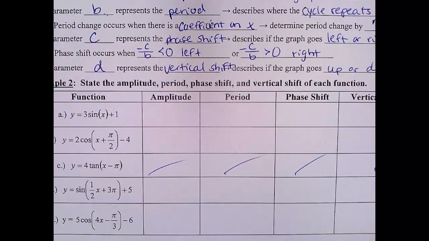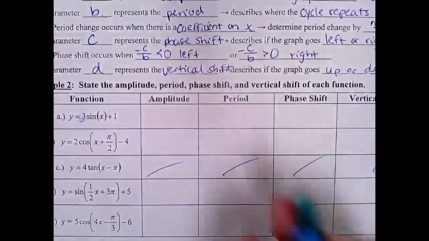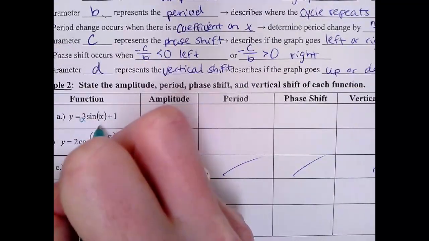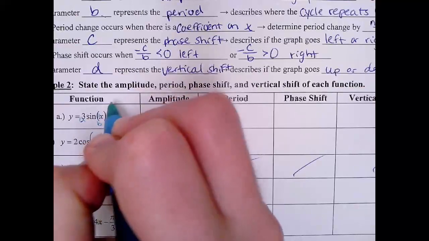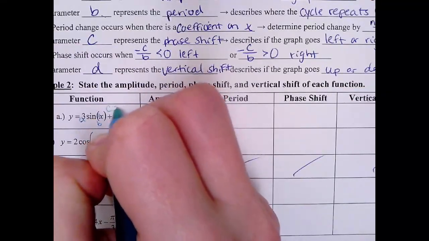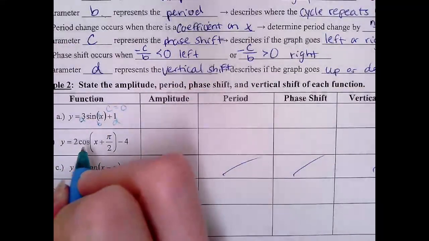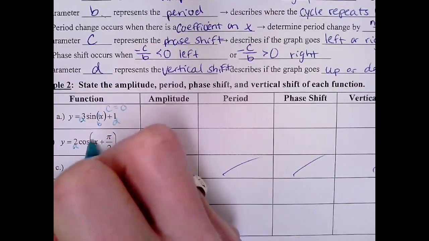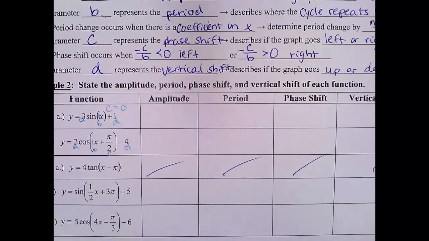So what I like to do is I like to go through and kind of label where A, B, C, and D are. A is right here with the 3. I'm on letter A. B is on the X, which happens to be a 1 because there's nothing there. C would be inside the parentheses, adding or subtracting, but there is no C, so C equals 0. And then this is D. So if you did that for B, this would be A. B again would be 1, C, D. I think it's just helpful.